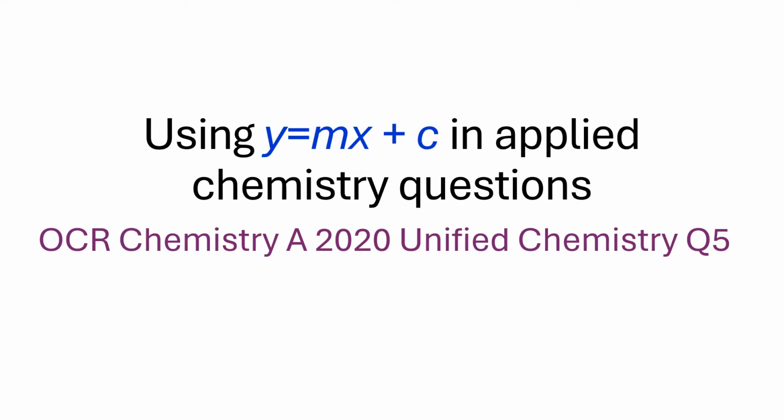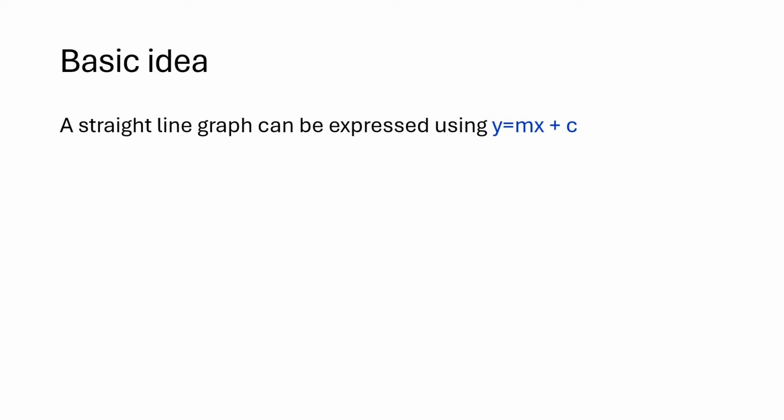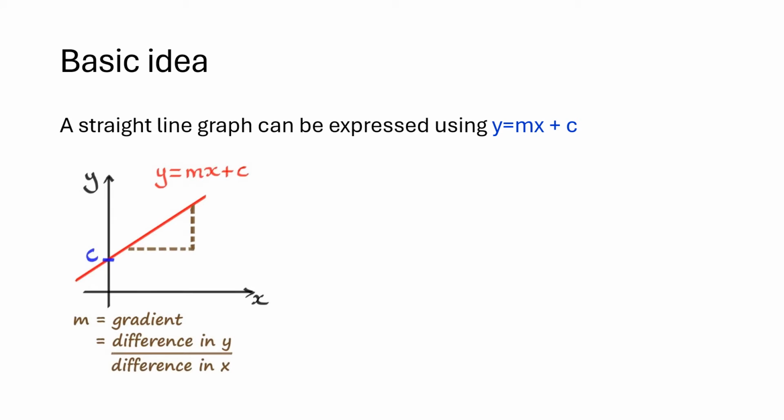So I thought I'd go through an example question where you might initially think what's going on, but then when you see it's very similar to y equals mx plus c, that opens the question up for you. So your basic idea is the old maths idea from pre-A level, that a straight line graph can be expressed using y equals mx plus c, and you can see that the c part is the y-intercept, the m is the gradient, which can be obtained by dy over dx.